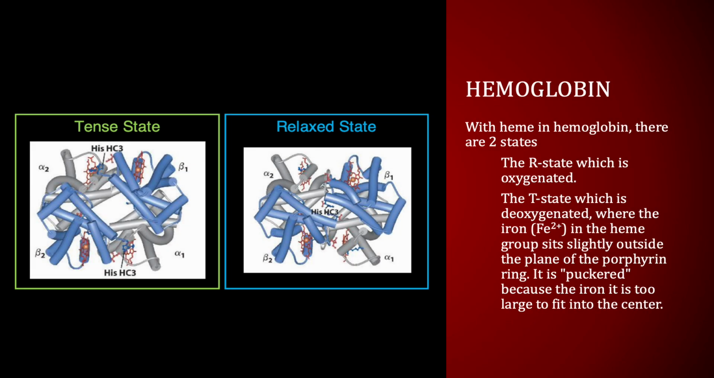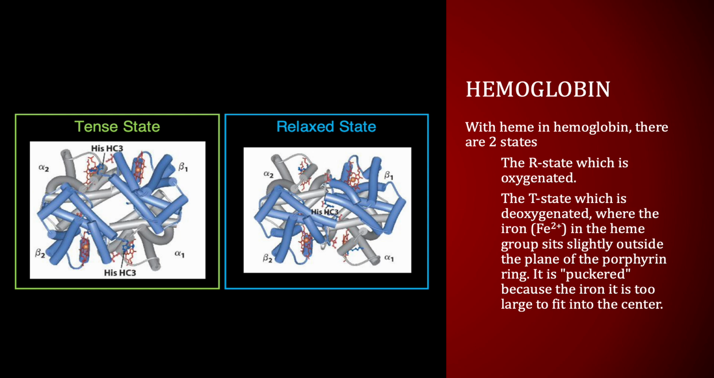Hemoglobin has 4 subunits. There are 2 alphas and 2 betas, and they're connected using histidine and iron. There are 4 irons, each with the ability to connect to 2 oxygens.